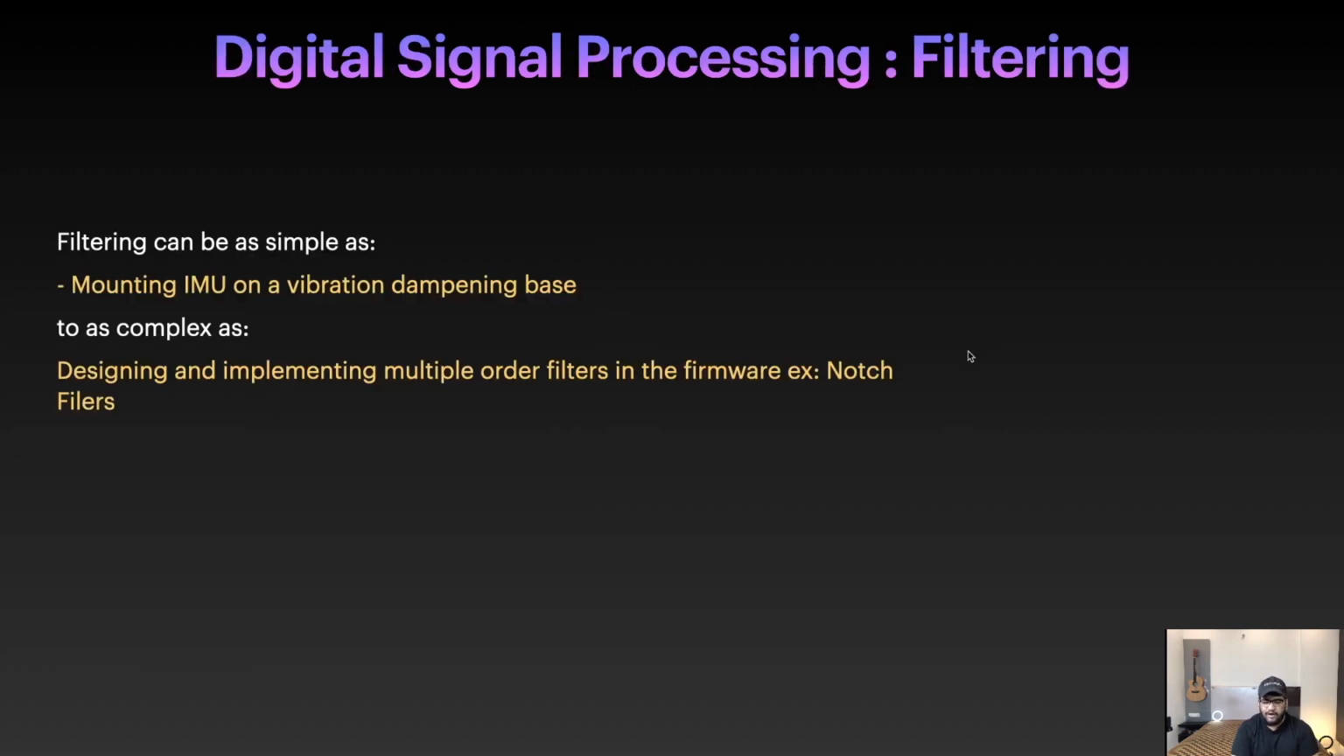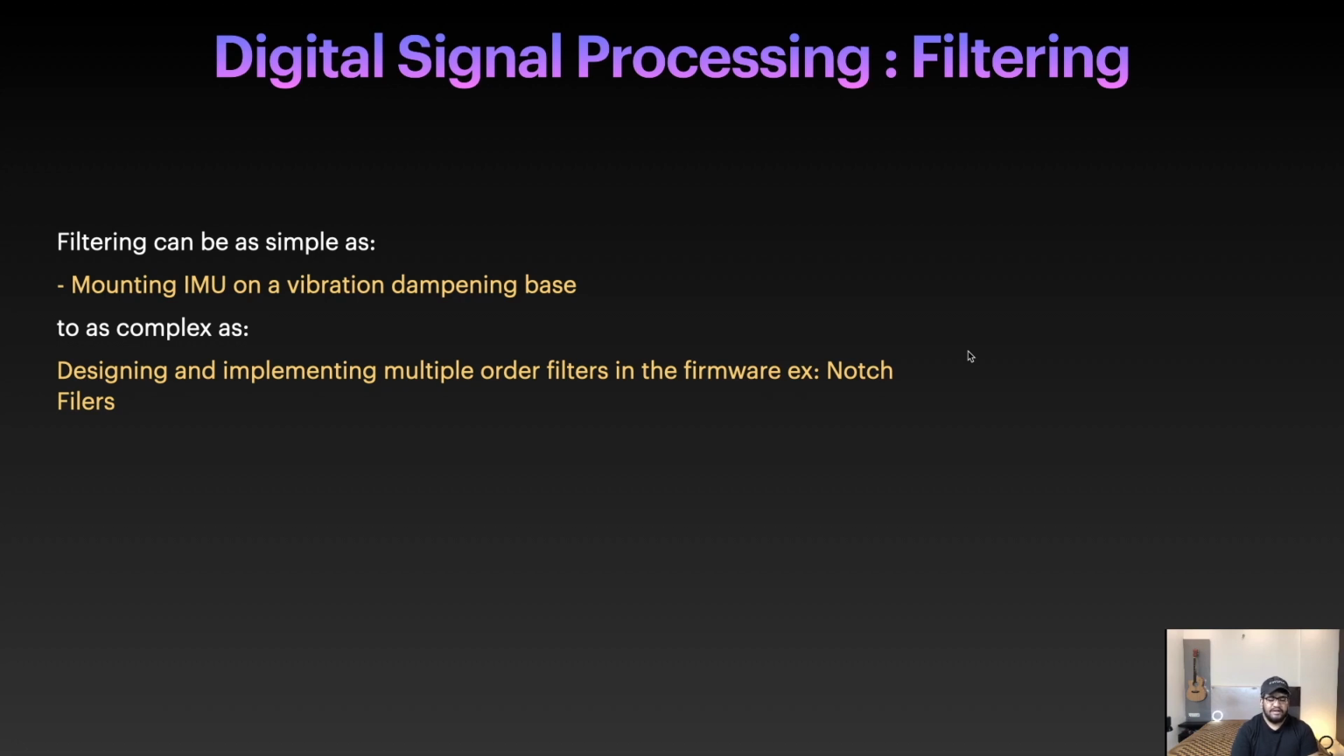First of all, let's talk about filtering, and what we need to filter here. We need to filter the noise from the system. We need to filter the noise which is coming with the actual value of the accelerometer and gyroscope. Filtering can be as simple as mounting your IMU on a vibration dampening base, or it can be as complex as designing a multiple-order filter in the firmware, for example a notch filter. You need to ultimately reduce the vibrations coming into your system, because as I mentioned, even small motion can generate values in the system which you don't want.